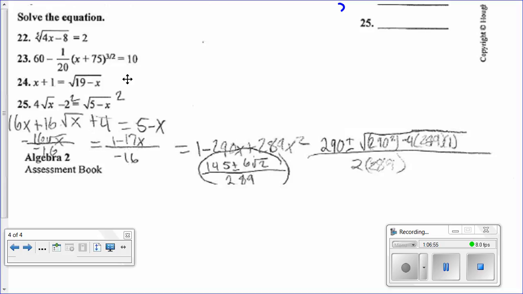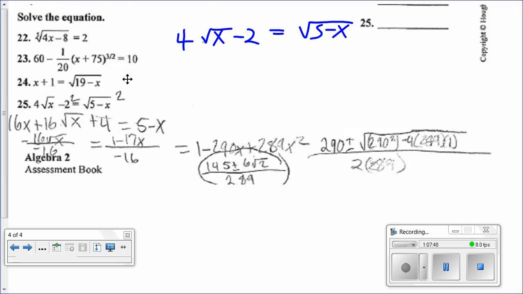I see some things written in here. They look like they're supposed to be there, so I'm going to write what I think it should be. Okay, hold on. I think that's some work. Maybe that's the work you did. So it looks like this is 4 square root of x minus 2 equals square root of 5 minus x.